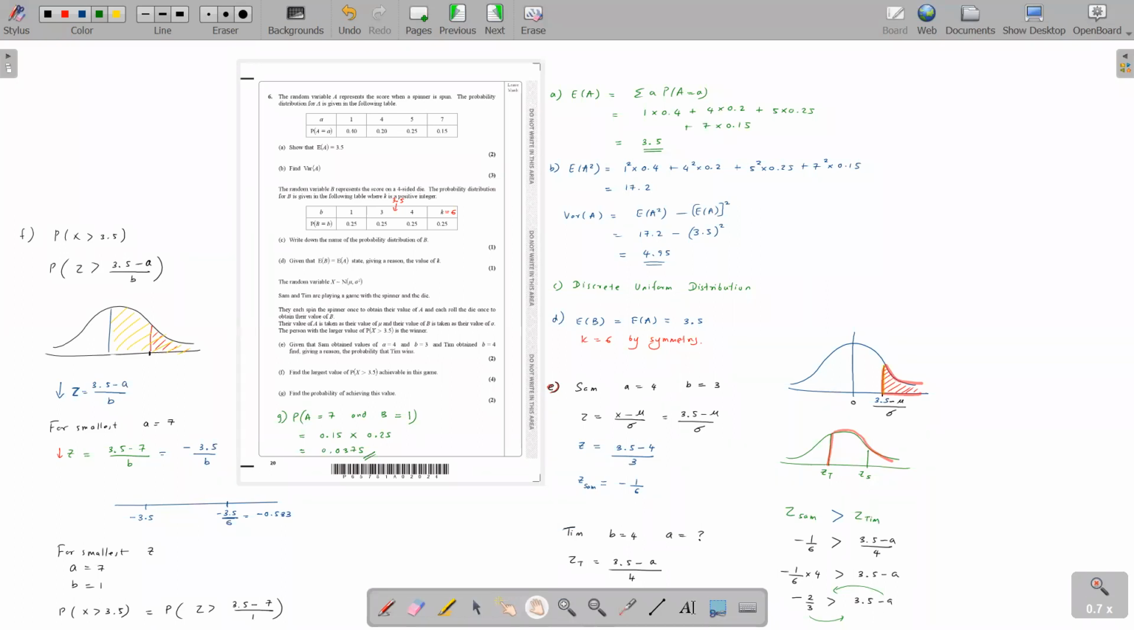Okay, so this is the end of the June 2020, October 2020 statistics paper.